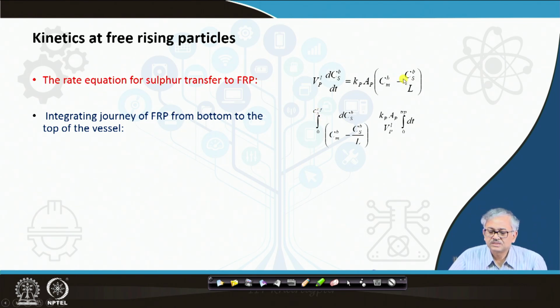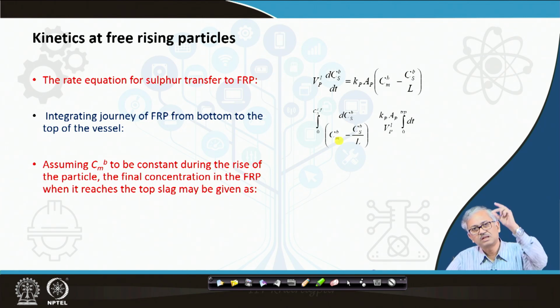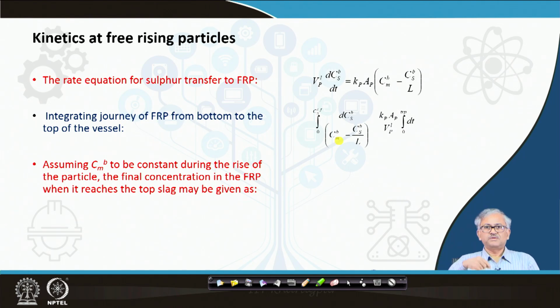So, then I have taken this term on the denominator. I have taken the VL on the denominator on the right hand side, and then I can simply integrate it from 0 to TRP, concentration this to this. Now, if I assume that CMB is constant, actually it is slightly constant, theoretically it will be changing, but during the rise of the particle, that is the powder particle, we can assume that the change in the metal concentration is not significant.